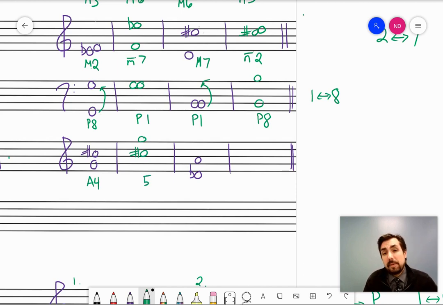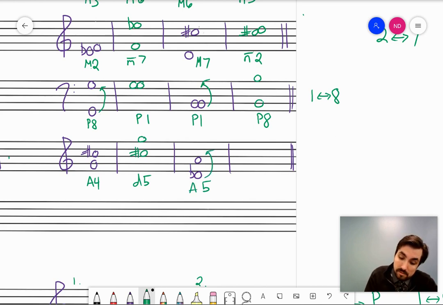C sharp to G sharp would be the perfect fifth. So that means the top note's been lowered, so it's a diminished fifth. Okay, now I've got a fifth over here. The perfect fifth would be D flat to A flat. I have A natural, so that means it's an augmented fifth.